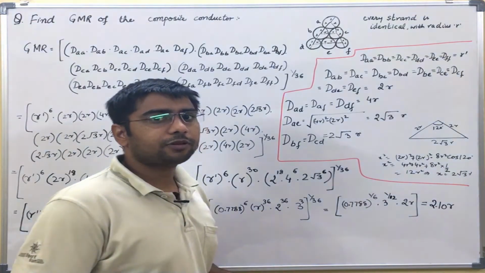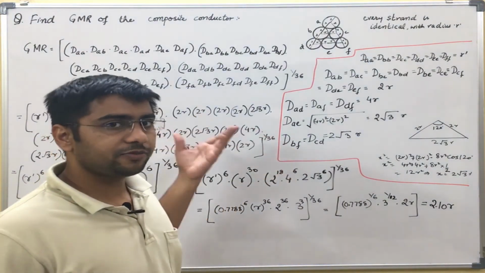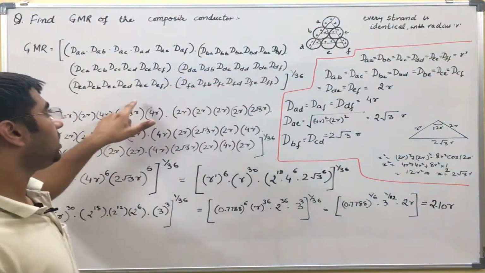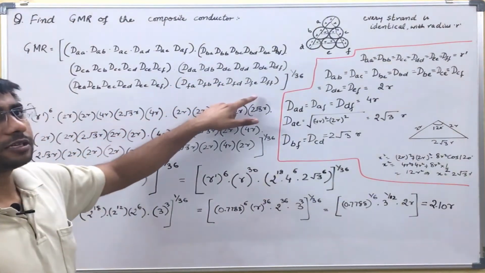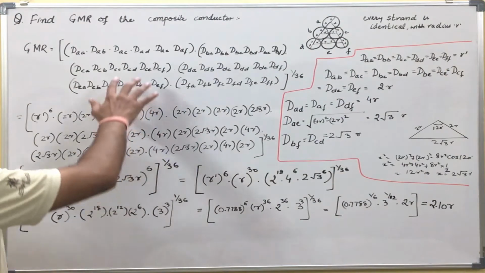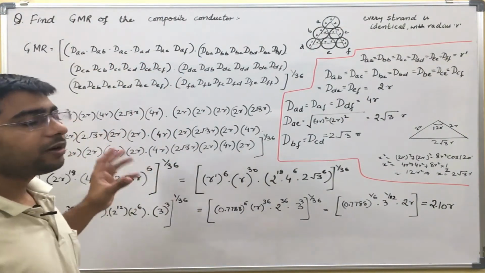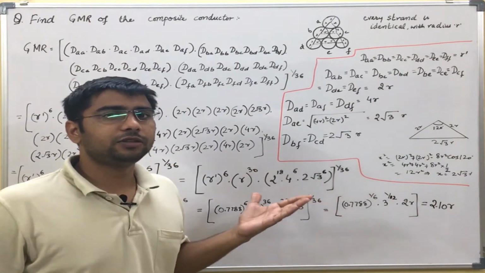Similarly, I will write for strand C. 6 terms will be there. For strand D, there will be 6 terms. For E, 6 terms. For F, 6 terms. So in total, we will have 6 by 6, that is 36 terms, and we have to take the geometric mean of these.